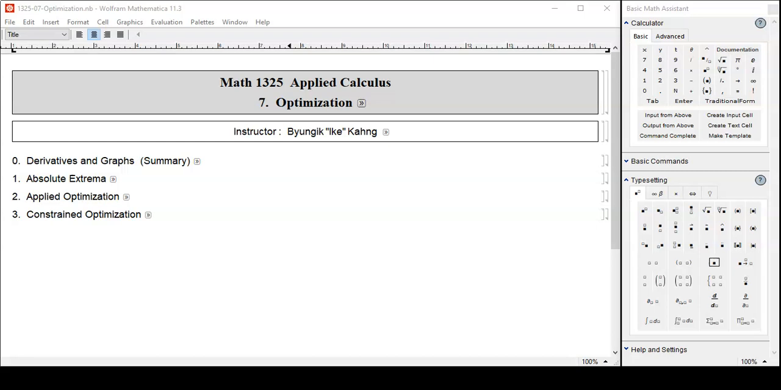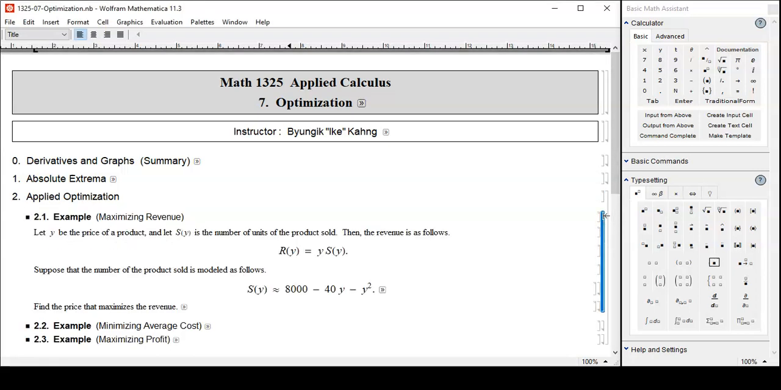Hello students, let's go to section 2, Applied Optimization. Here we're going to deal with a bunch of word problems, and here's the first example.